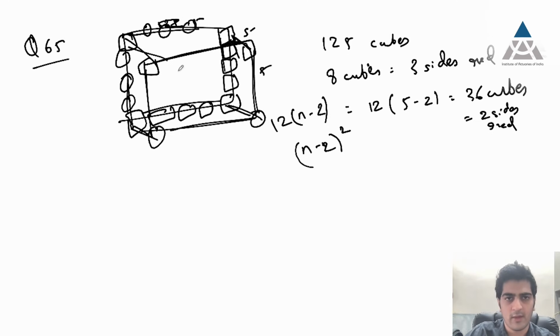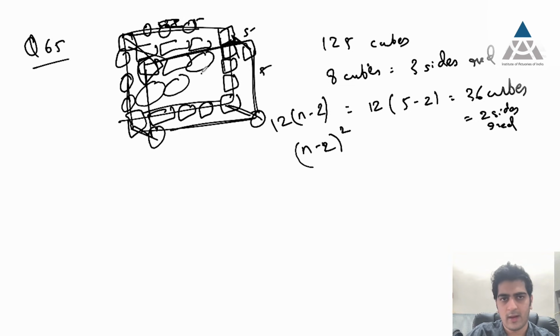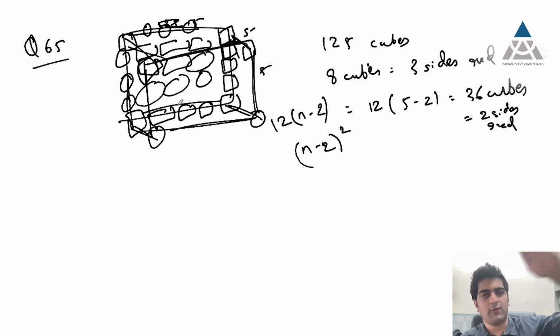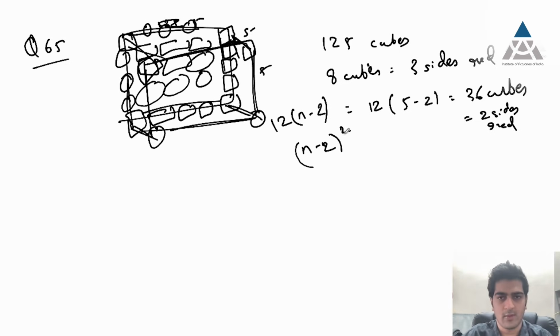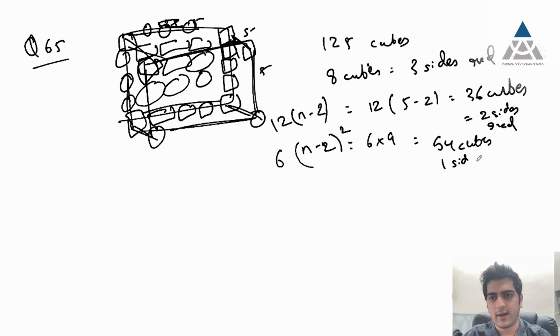So you have 6 surfaces. Each surface, just here you can see, for example, 1, 2, 3, 4, 5, 6, 7, 8, 9. So 9 central cubes in one surface, and you have 6 such surfaces. So (n minus 2) square into 6, which is 6 into 9. So you will have 54 cubes which are one-sided red.